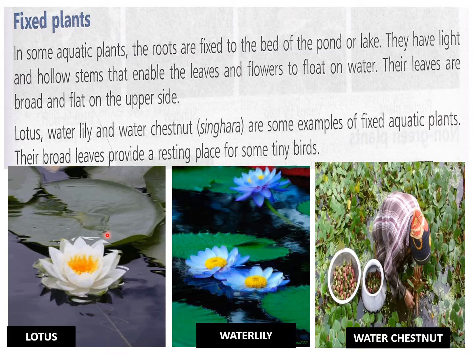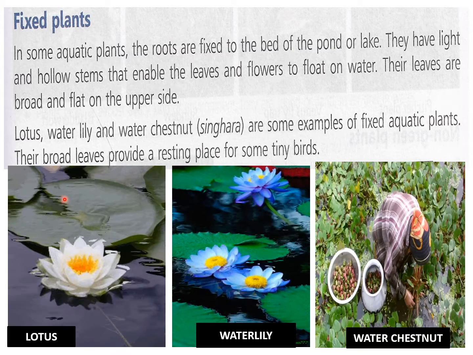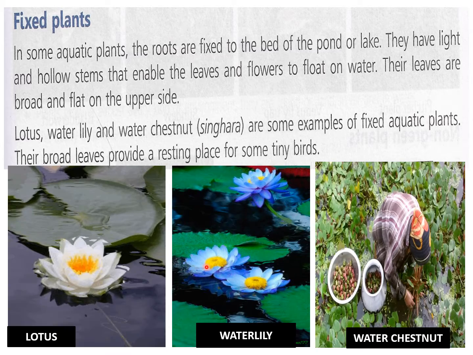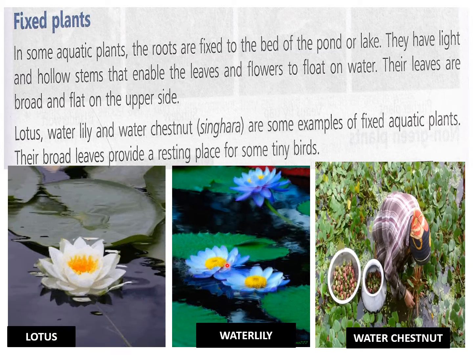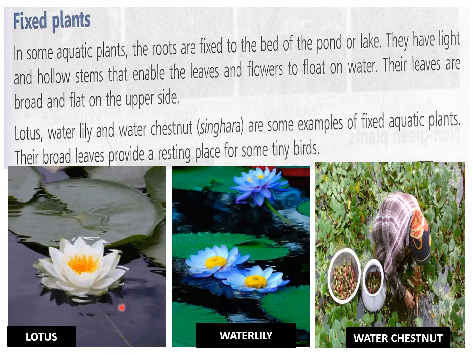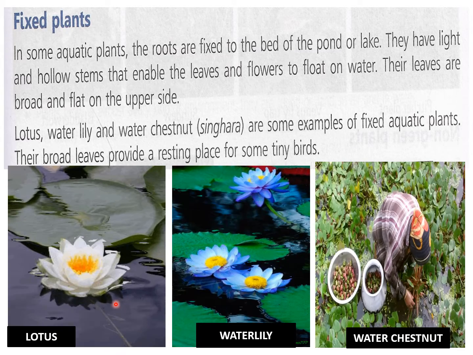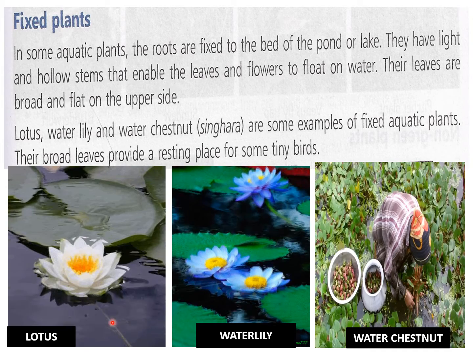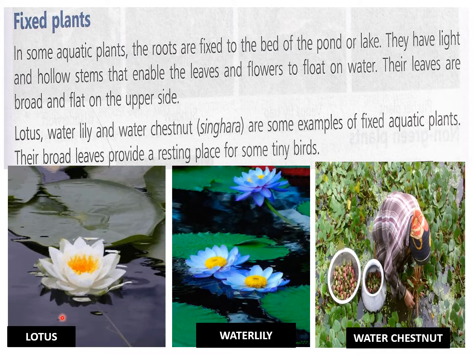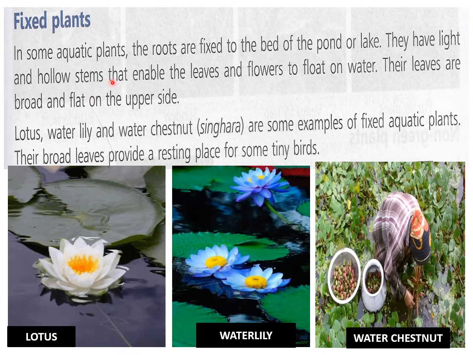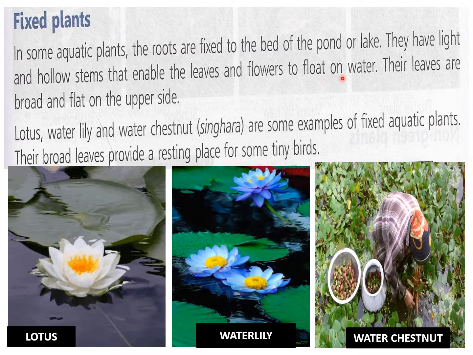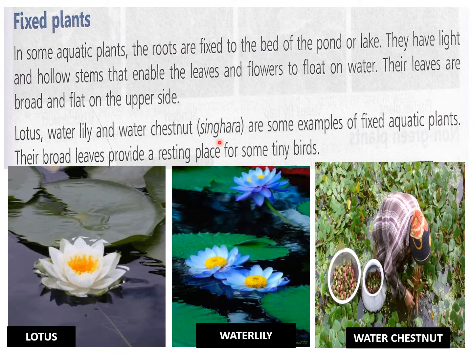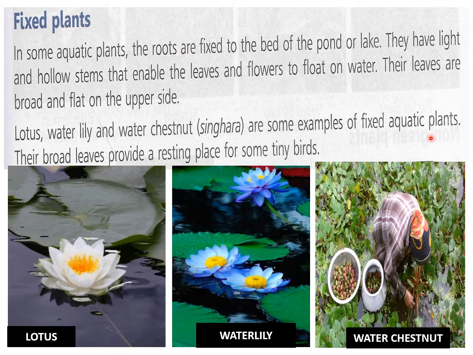So all their leaves are flat and big, and you can see they are floating on the water. Flower is also floating. Here also flowers are floating on the water. Why? Because their stem is hollow. Hollow मतलब खाली होती है, like a tube, and there is air filled inside the stem. That is why it is light and it can float, make the flower and leaves float on water. So hollow stems enable the leaves and flowers to float on water. Then lotus, water lily, and water chestnut or singhara are some examples of fixed aquatic plants.